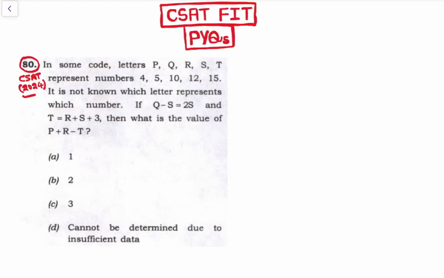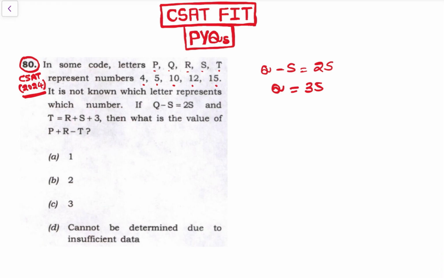This is a question asked in CSAT 2024. In some code, letters P, Q, R, S, T represent 4, 5, 10, 12, 15. It is not known which letter represents which number. If Q minus S is equal to 2S, that means Q is equal to 3S.